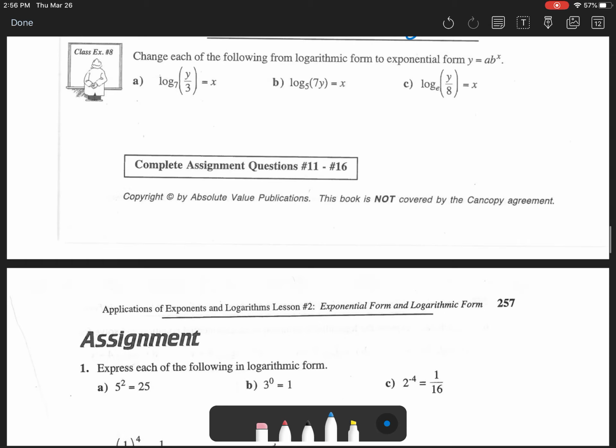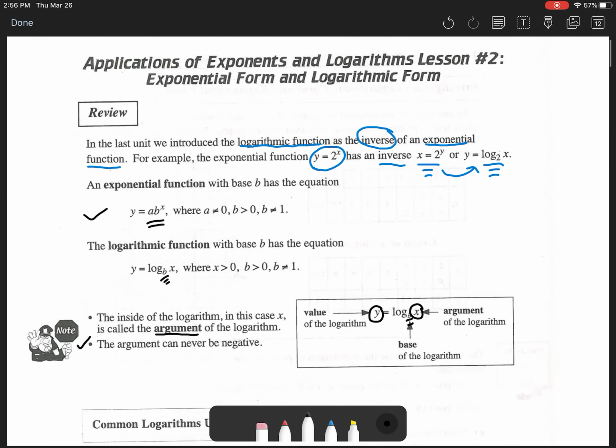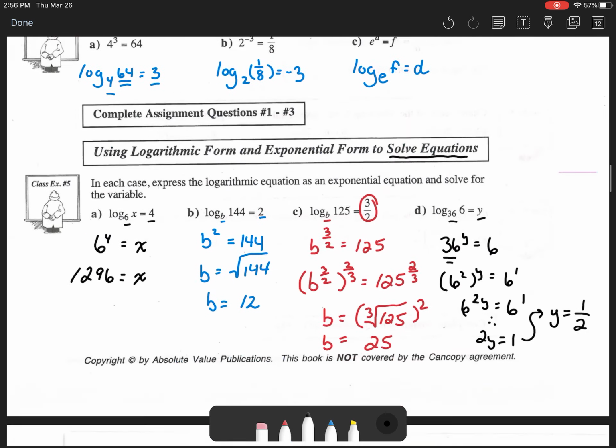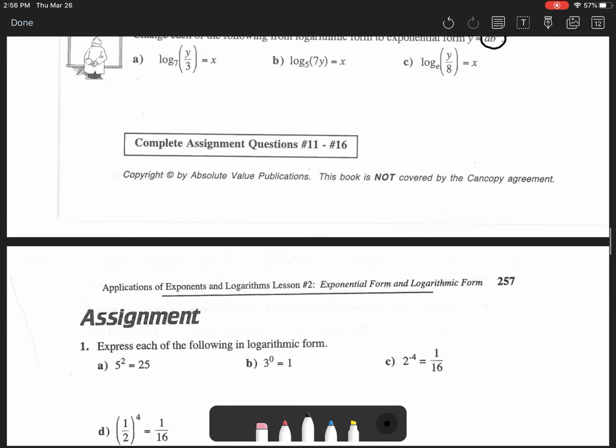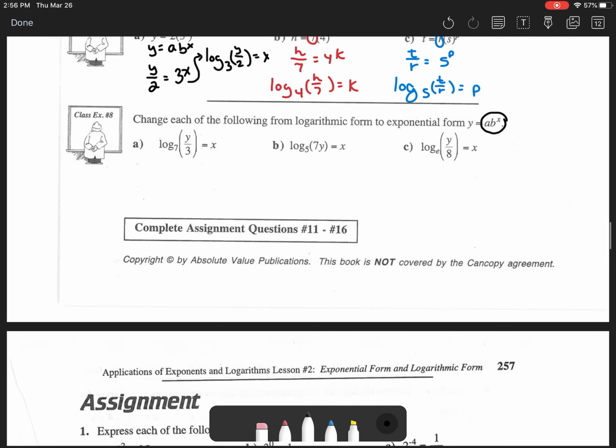Last set of questions. So going the other way. Change each of the following from log to exponential form, and notice they want it written like this. They want the a and the b both on the right-hand side of the equation. So first thing I do is I write this in exponential form. Sorry, you guys, I keep doing that. Part of my hand keeps touching the top of the page here.